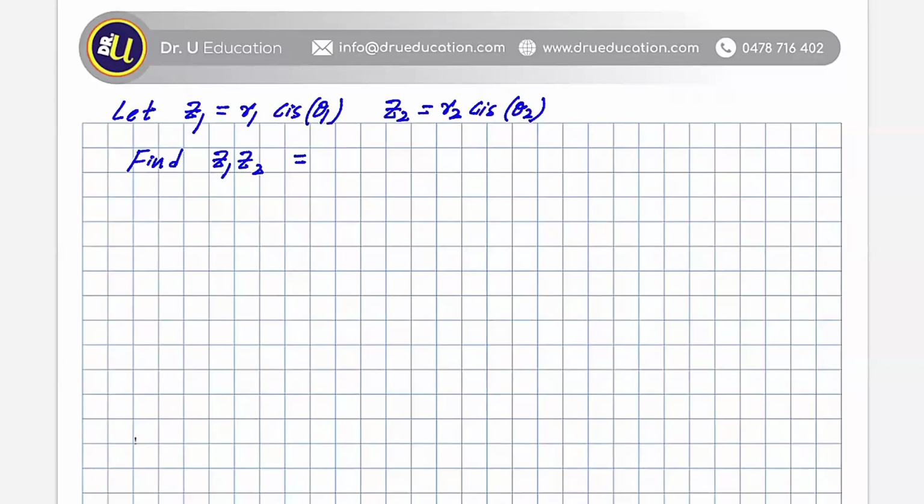Now, okay, let's do this task. Let Z1 is R1 cis theta 1. Z2 is R2 cis theta 2. Okay. Find Z1, Z2. Do that proof for me. Okay. So I'm going to write this one. Look at the board, guys. I will do it quickly.